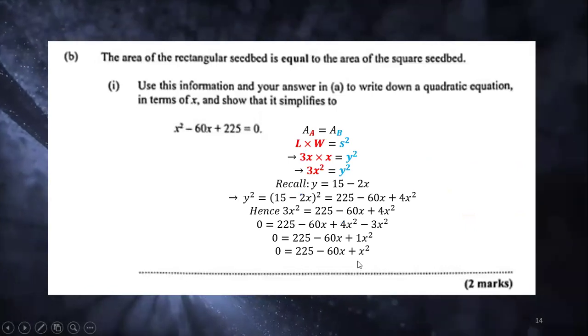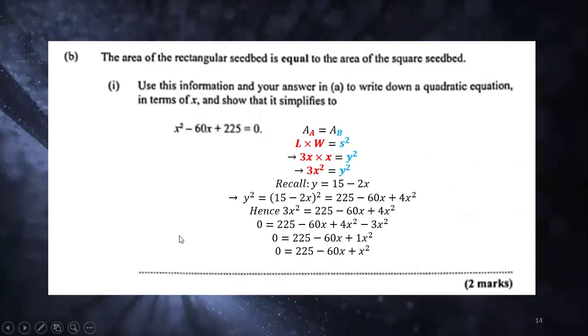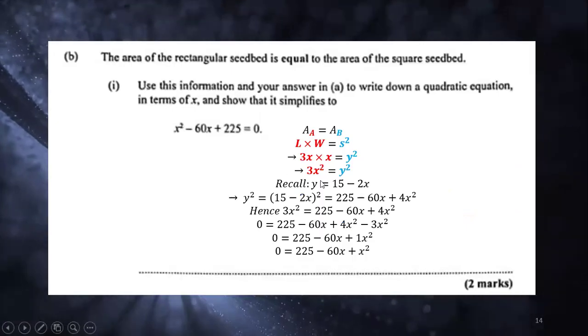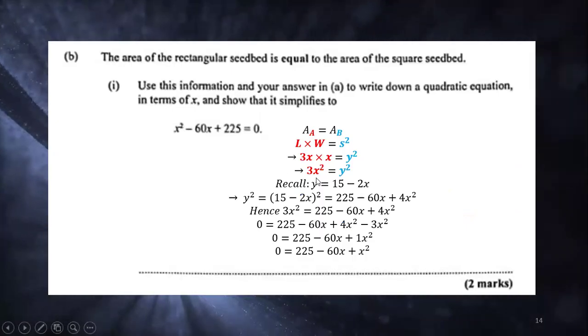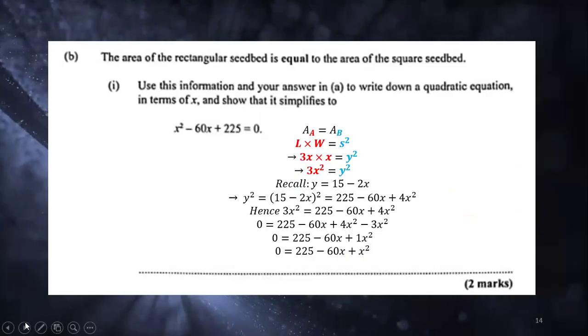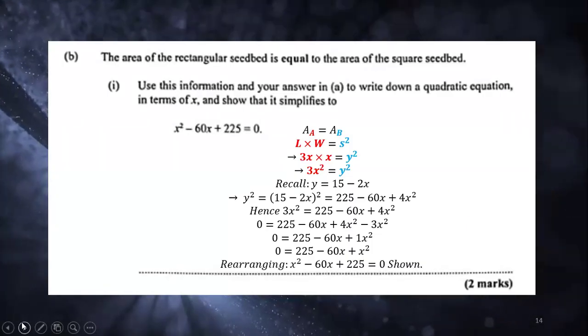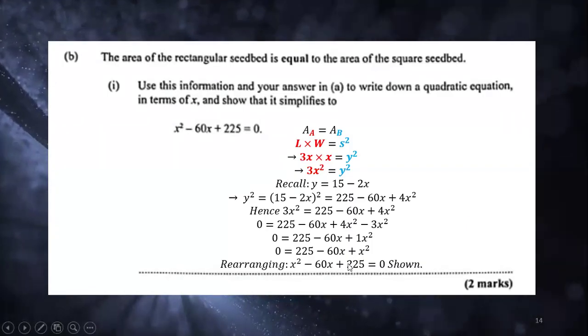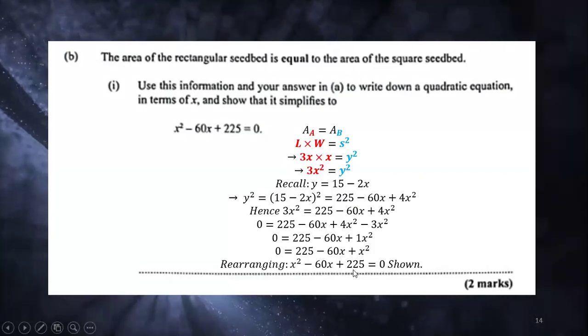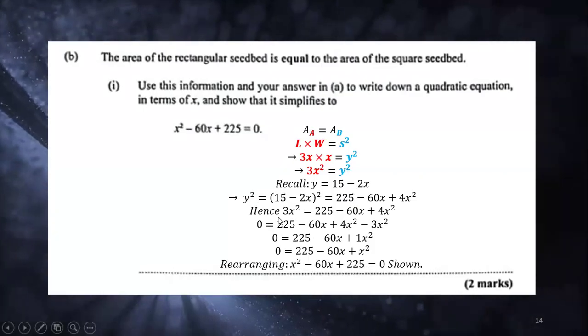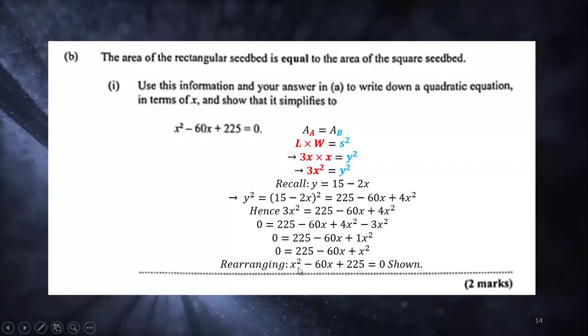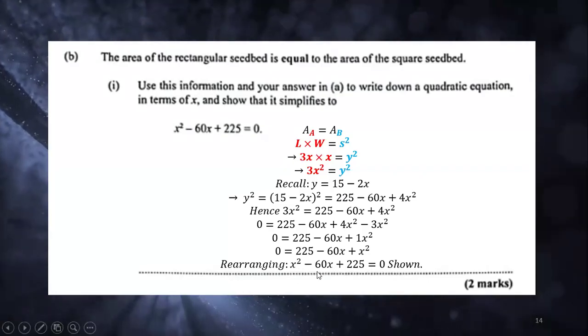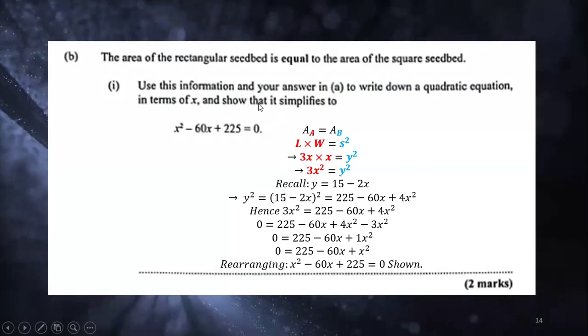So to make it exactly identical, I'm going to change this around, and I will have x squared take away 60x plus 225 equals 0. Sure. Any questions here? Making sense? Does it make sense? What do you think?